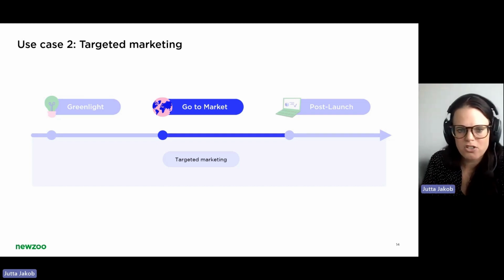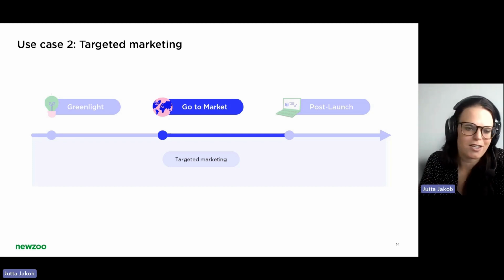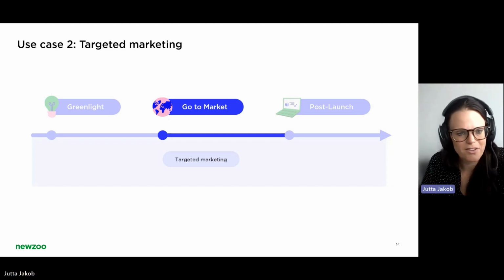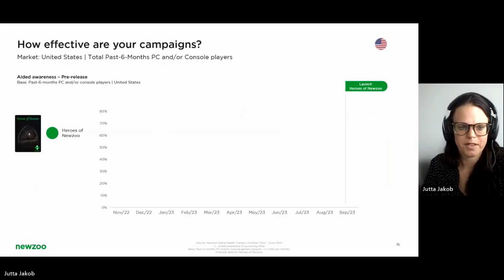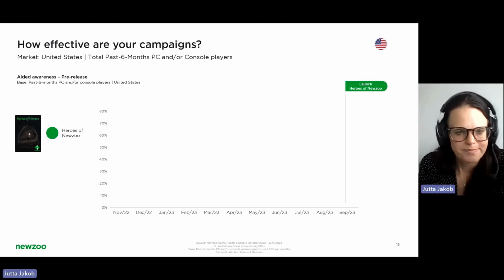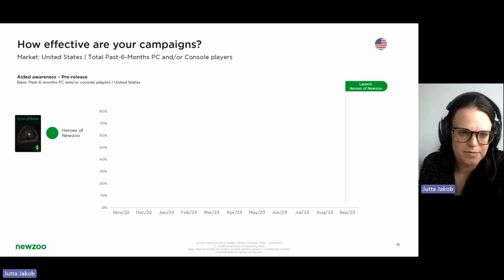So as we approach the actual launch of our game, it becomes crucial to plan our marketing activities in more detail for promoting Heroes of Newzoo. Therefore, in our second use case, we focus on gathering information to inform our targeted marketing initiatives to reach our core target group. Prior to launch, our goal is, of course, to generate maximum buzz, create awareness, and drive purchase and play intent.